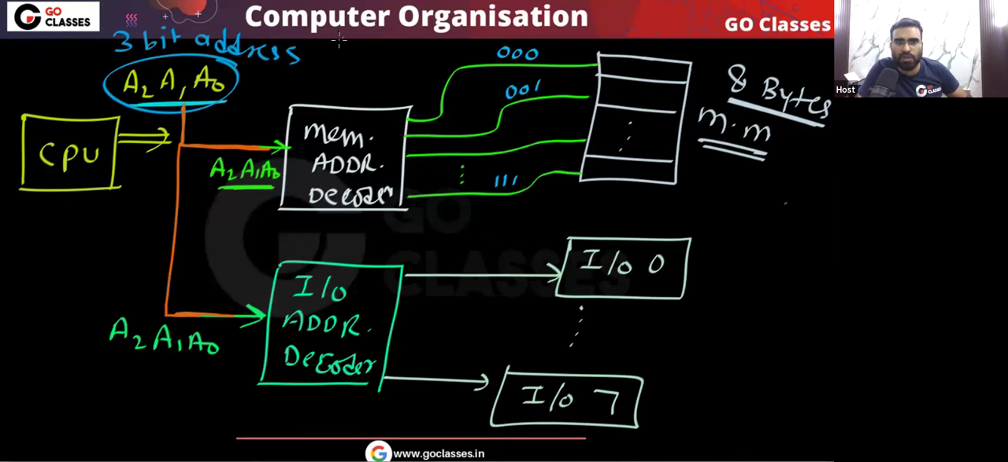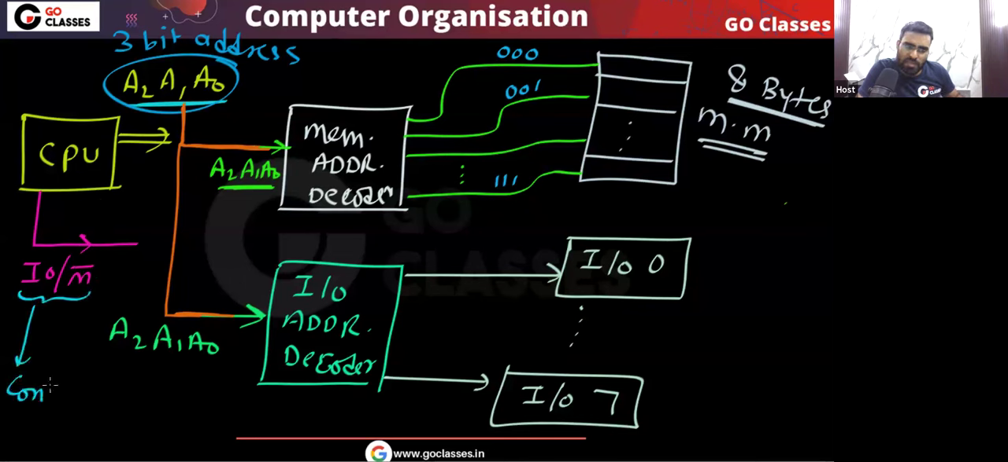But let me give you one very simple solution. All you need is just one control signal. See the simple solution: the CPU needs to generate one control signal, and this control signal is IO/M bar. Is this clear? The CPU will generate this control signal, IO/M bar. Now what does this control signal mean?